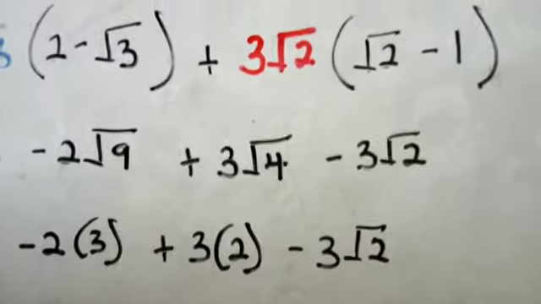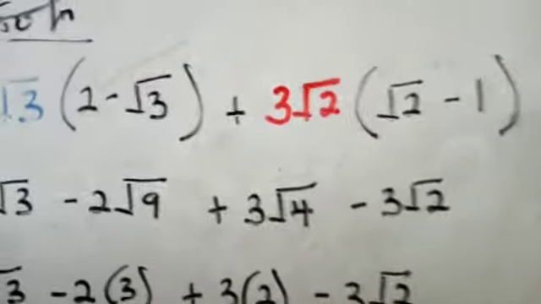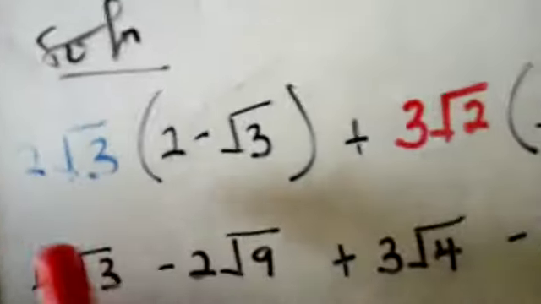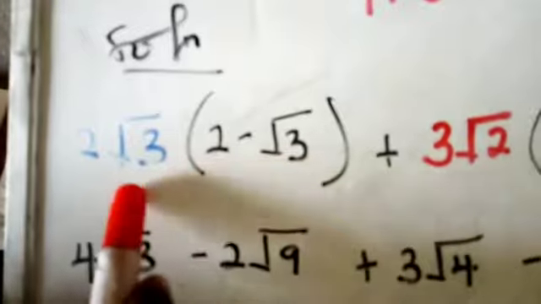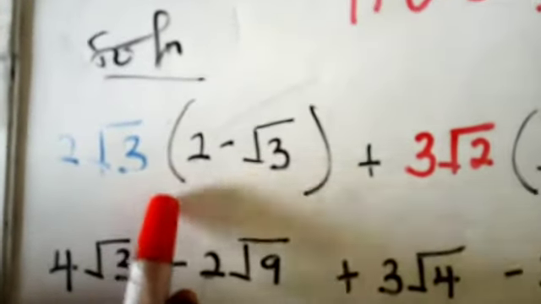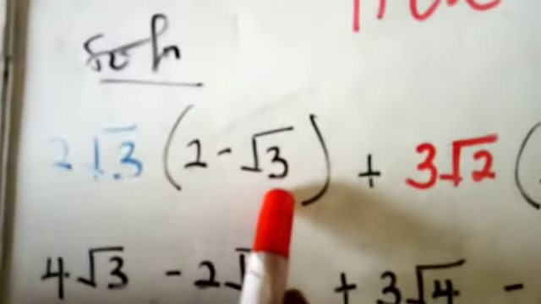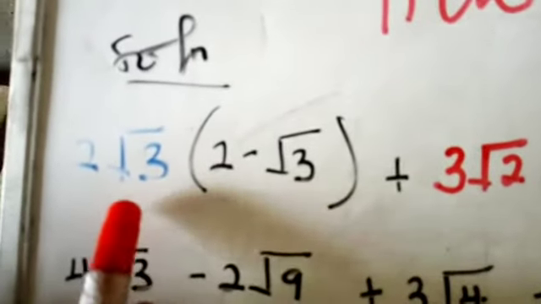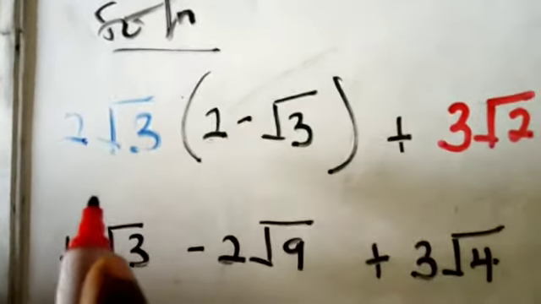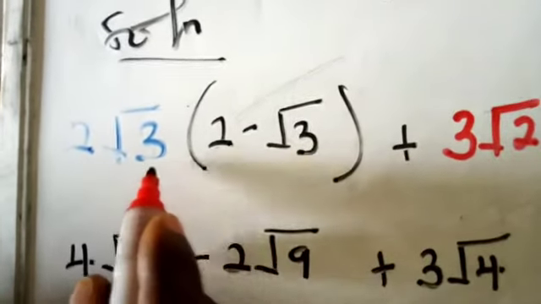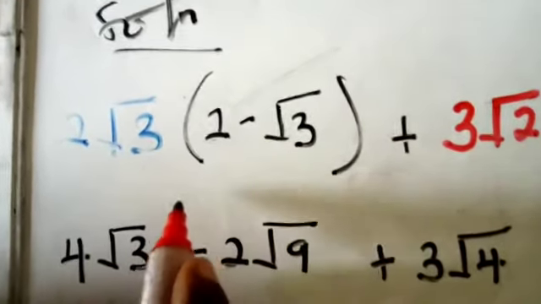Now, one thing you have to pay attention to is this. What's happening here? We have 2 root 3 outside, so it's going to multiply the 2 here. At the same time, this 2 root 3 will also multiply the minus root 3 over here. Now how do you multiply? One thing you have to know is that you multiply outside to outside and inside to inside. I will explain that in a few minutes.